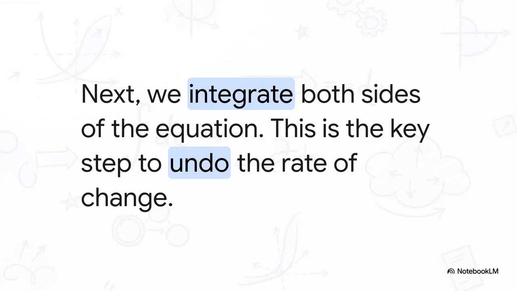Now for the really important part, integration. Here's how to think about it. That derivative, dT/dt, tells us the slope or the steepness of the temperature change at any single moment. Integration is the process that adds up all those teeny tiny moment-to-moment changes to give us the original curve back. We apply this antiderivative to both sides, and that's the key to unlocking the actual temperature formula hidden inside.